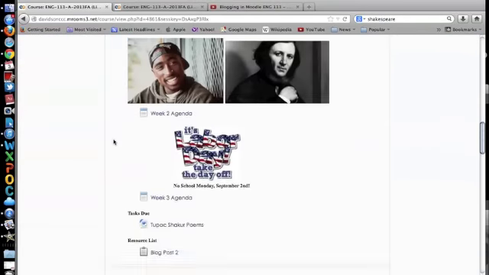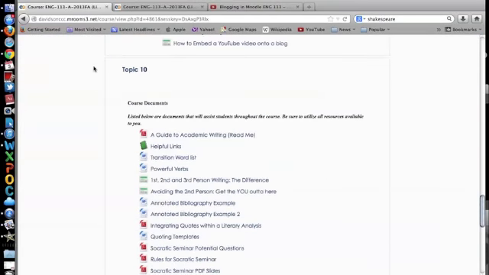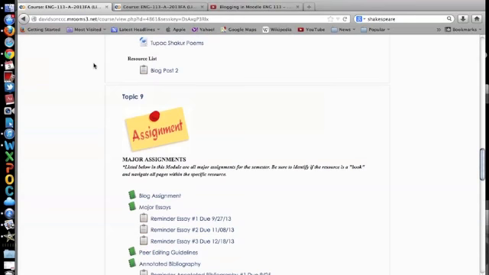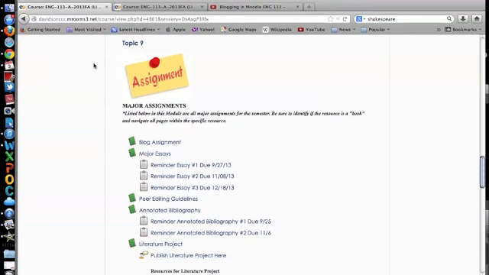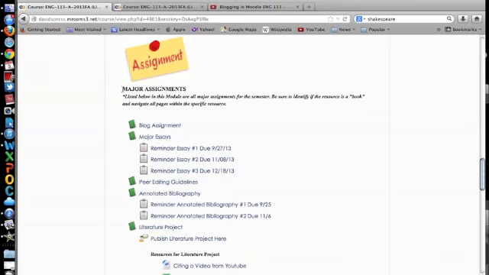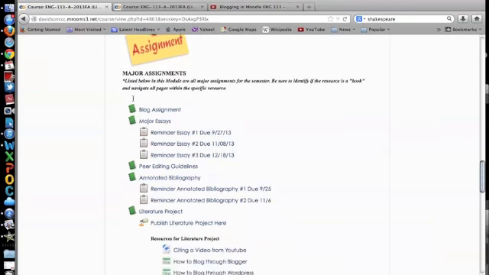At the bottom of our Moodle page, you will find two modules that contain important documents. The first module is the module that contains all major assignments. As you can see, there is a description for each module. Listed below in this module are all major assignments for the semester. Be sure to identify if the resource is a book and navigate all pages within a specific resource.